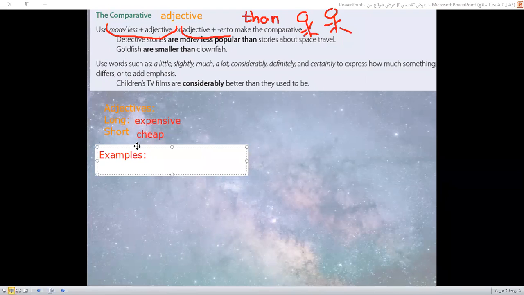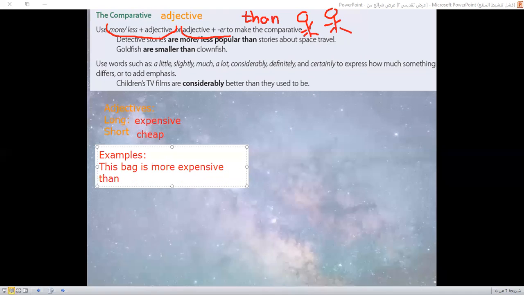I'm going to say this bag is, whether I use more or less according to the meaning that I want. More means أكثر. Less is the opposite, أقل. So this bag is, I chose more, and then the adjective expensive, and then than. This bag is more expensive than the other one, for example.